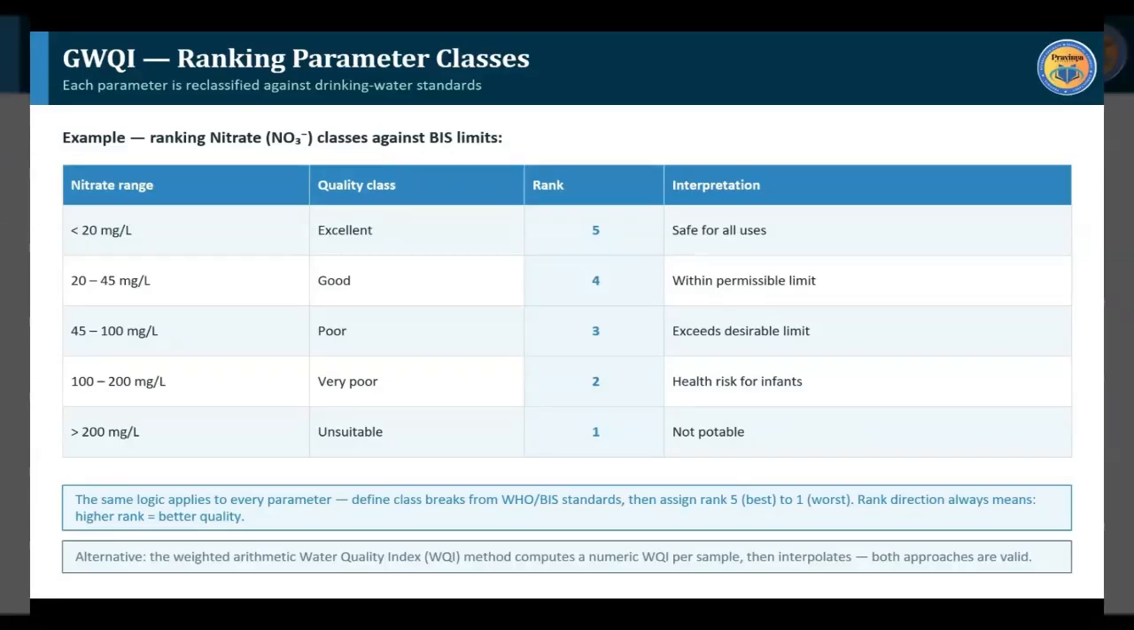So we have taken a continuous measurement in milligrams per liter and turned it into a clear 1 to 5 sustainability score. We do exactly that for every parameter. We have done this during yesterday's class as well, and for each parameter with its own breakpoints that are based on BIS or WHO standards, to make it more methodologically sound and defensible.